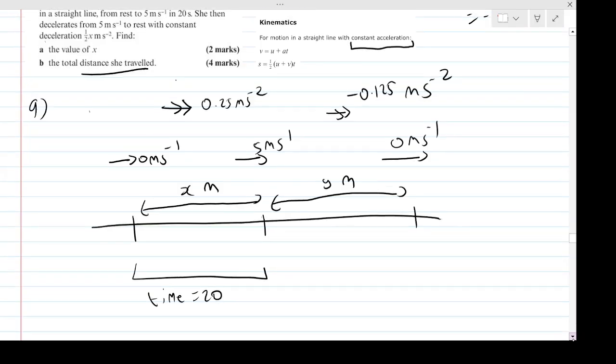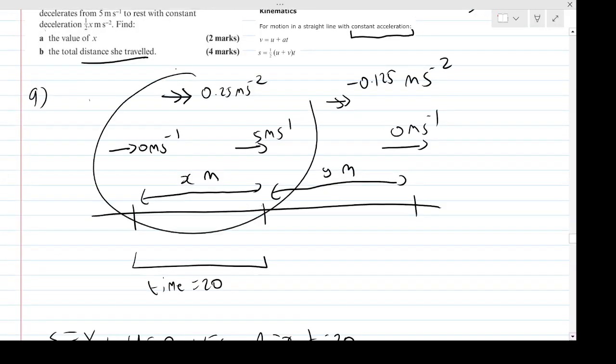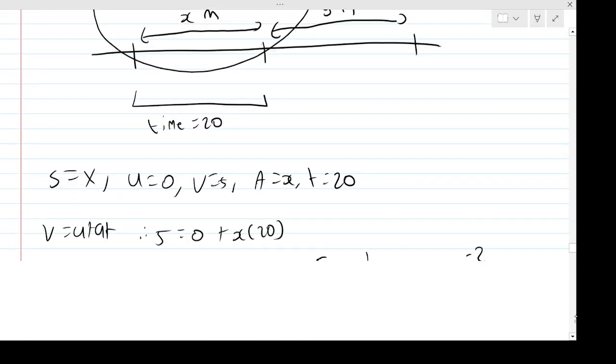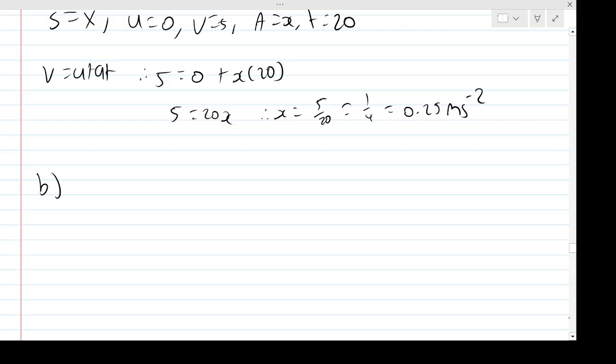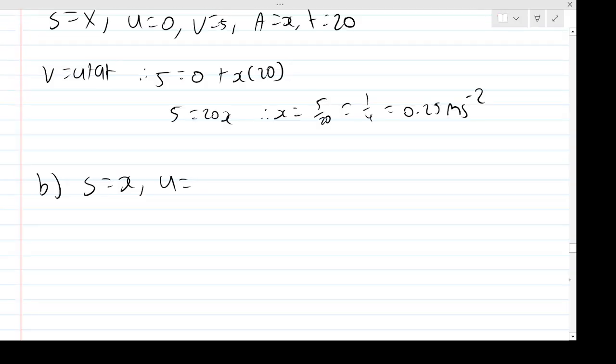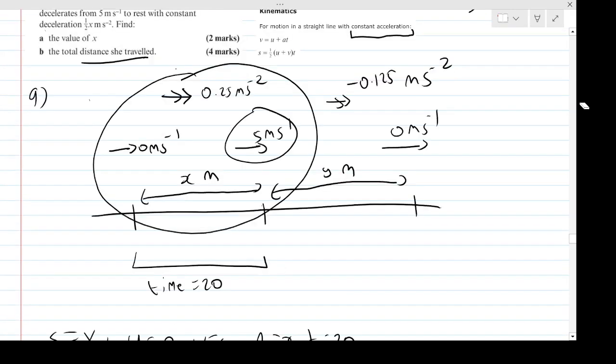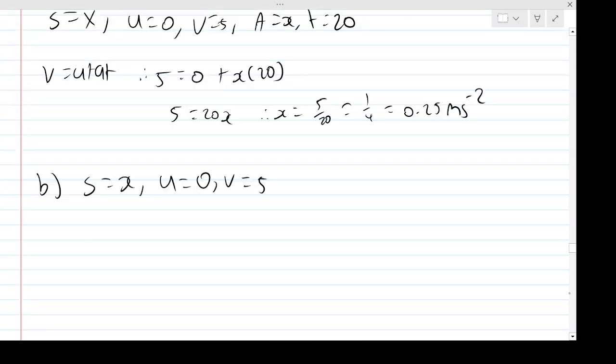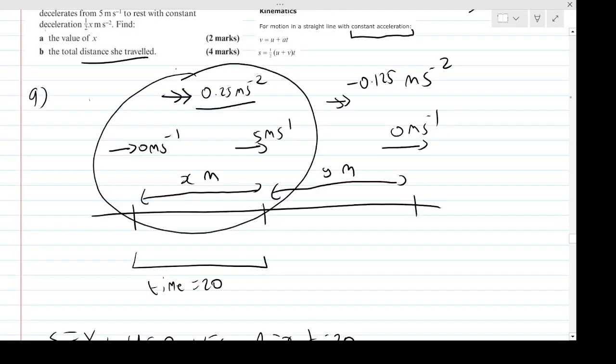I'm going to find the distance separately and then add them at the end. Okay, so again, let's focus on this first half of the journey. Firstly, if I use SUVAT, S is my distance, that's x. U, the initial velocity, is 0. V is 5. The acceleration is 0.25, and the time we're also given, time is 20.